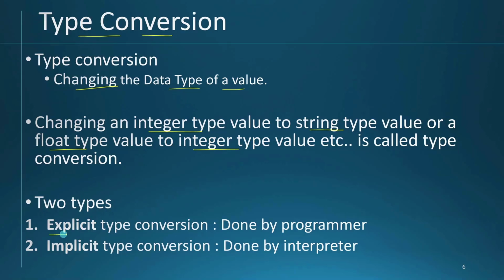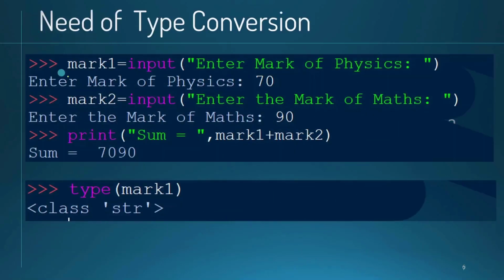The first one is called explicit type conversion, that is done by us, by the programmer itself. And then the second type is called implicit type conversion. This is done by the interpreter in the background. So the programmer doesn't have to know this type conversion actually happened. In this example, we will see why we require a type conversion, or why we have to change an integer to string or string to integer, right? We have an example here.